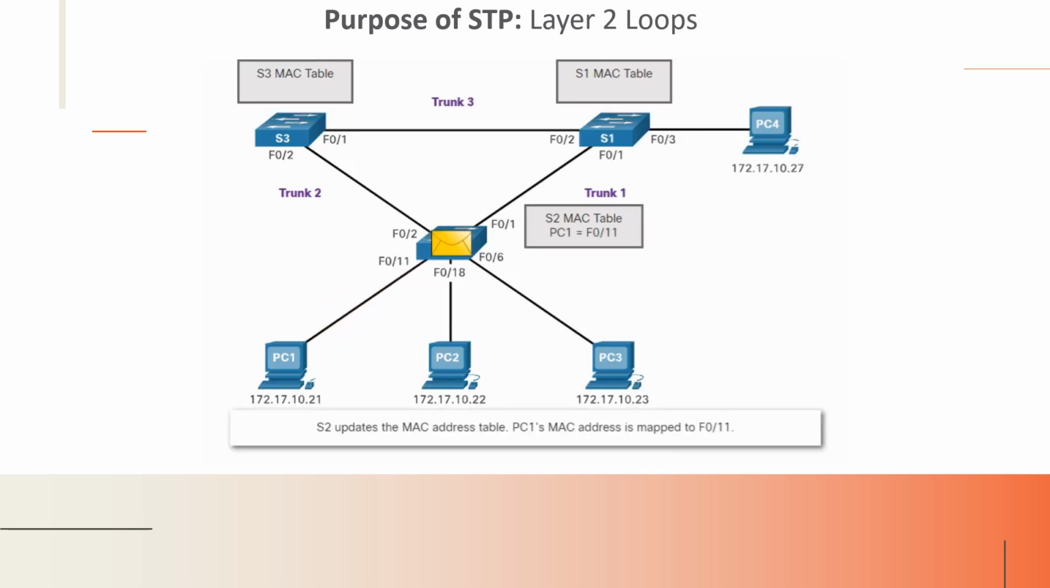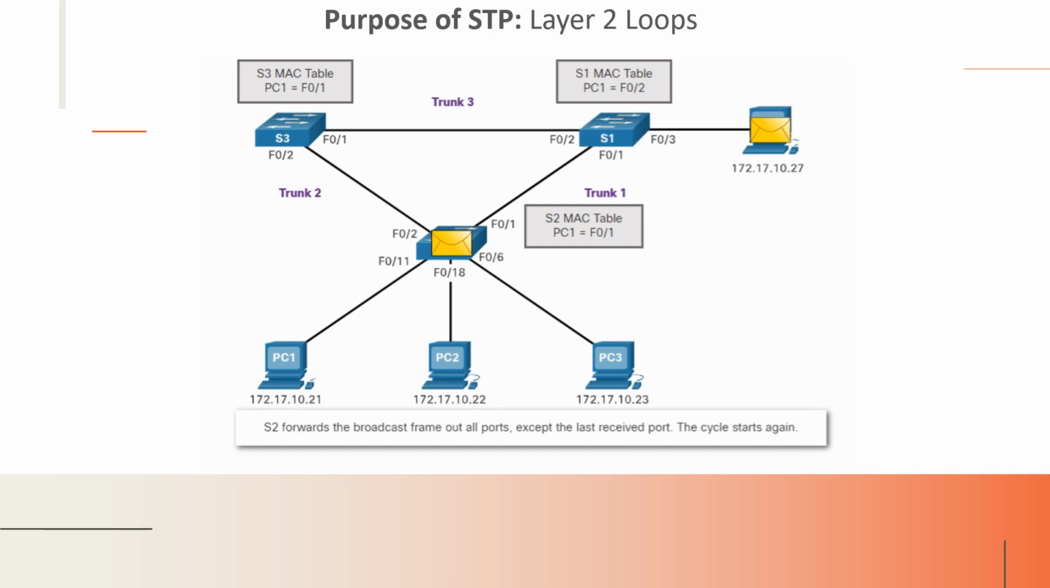So you see that switch 2 updates the MAC address table with the mapping from PC1, and then it will broadcast out all ports except the receiving port. And now you will see that switch 3 and switch 1 will update their MAC address tables for PC1, and then they will forward the broadcast out all ports except the receiving port. But what will happen? Switch 1 and switch 3 receive a packet from PC1 on a new port, so they have to update the MAC table and send it out of all ports except the ingress port.